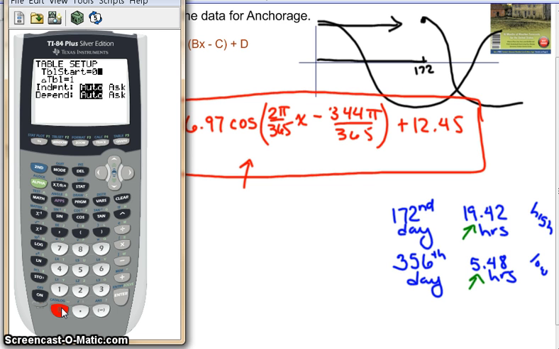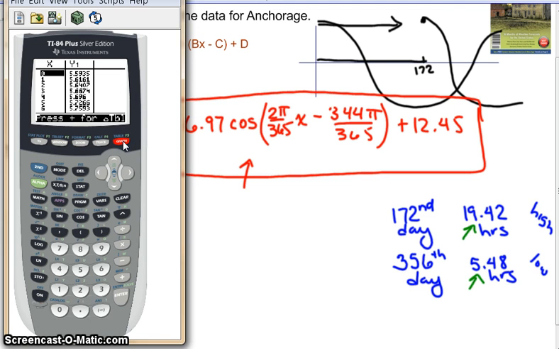The triangle table means how much we're going to increase by. We're going to increase one day at a time. Now if I find the table button, which is second graph, I get a table of XY values. The X values, remember, are the days of the year. The Y values are the hours of sunlight. As I scroll through this list, I can see those hours of sunlight in the Y column are increasing as I go.